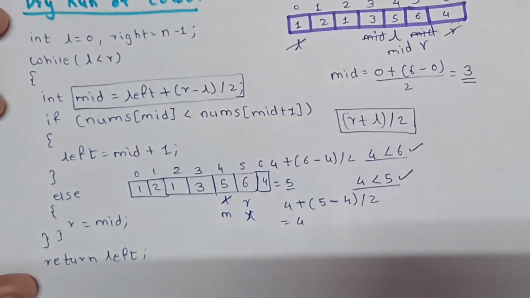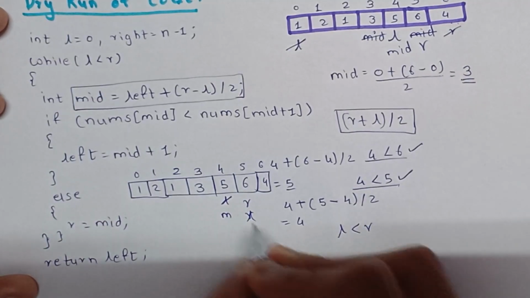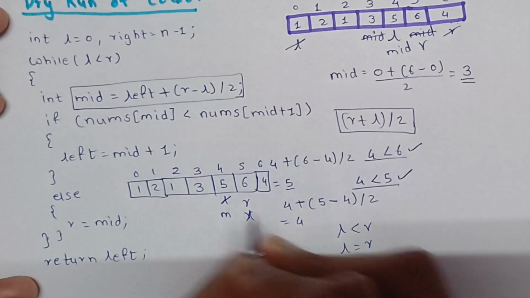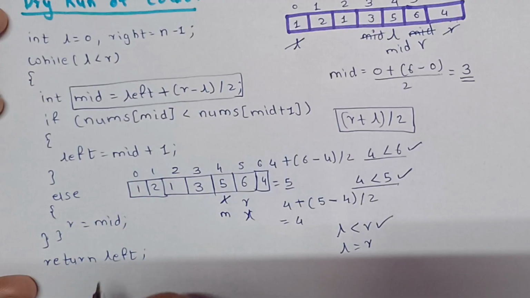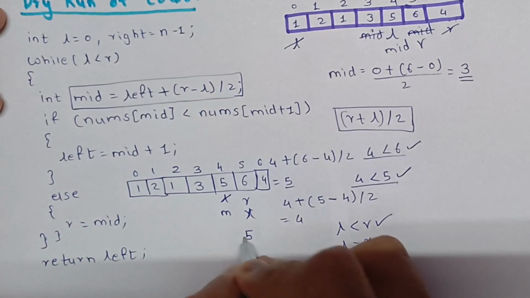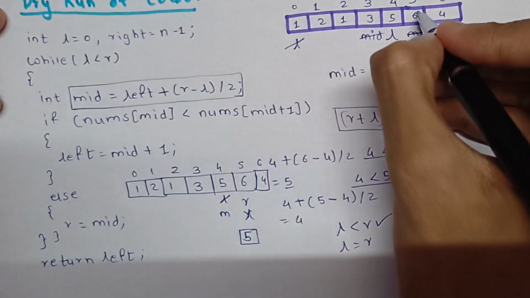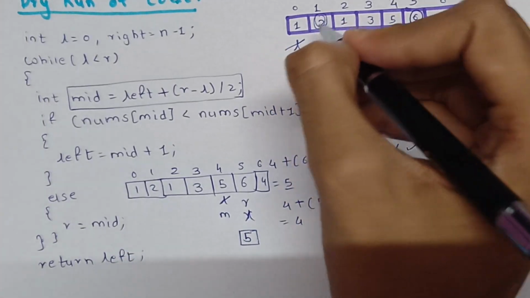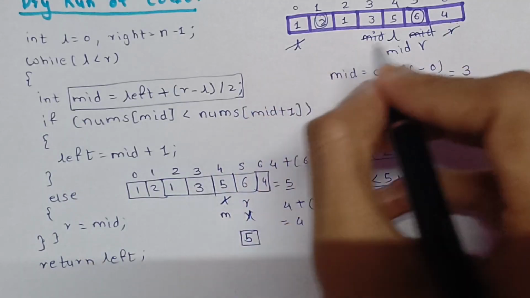Now again we iterate and check whether left is less than right. Now left is 5 and right is also 5, so left is equal to right. This condition will not be satisfied and the while loop will be exited. We return the left. At last left is 5, so we simply return index number 5, and in this the peak element is 6. We can also return 2, but we are finding the maximum peak element. In this problem you can also return 2, but I am returning 6 here.